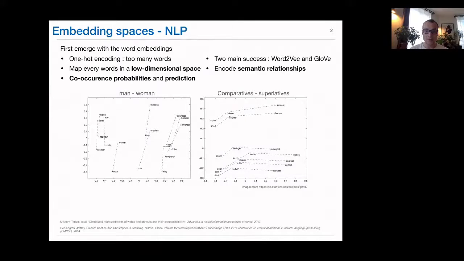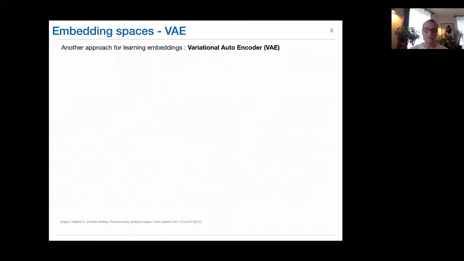We can see two examples here where it clearly appears that the geometric patterns reflect high-level concepts of the language, such as the gender here on the left, or the comparatives and superlatives for the one on the right. By using such vectors as input representation, the NLP field has made colossal improvements for complex tasks like translation, sentiment analysis, or text generation. Motivated by this success, a lot of attempts have been made to mimic this process for symbolic music, unfortunately without the same success.